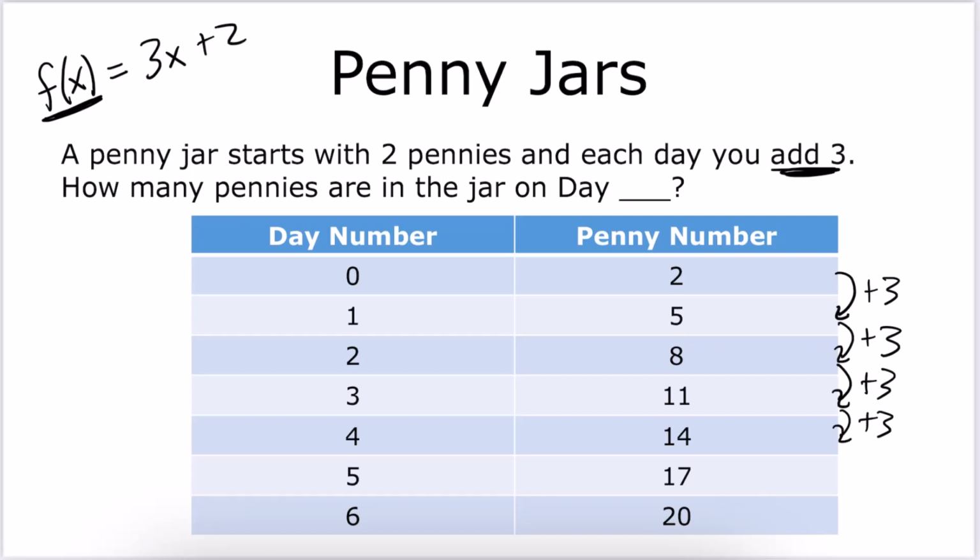plus 2. And the reason why this function rule describes this pattern is because if you were looking at day number 6, well, the way that we get this number 20 is we take 2 and we add 3, 1, 2, 3, 4, 5, 6 times. And so that's where this 3 times 6 would come in because for day number 6, x would be 6. And then the 2 comes from the fact that that's our starting amount that we're adding the 3 to consistently. So that's an example of a linear function.